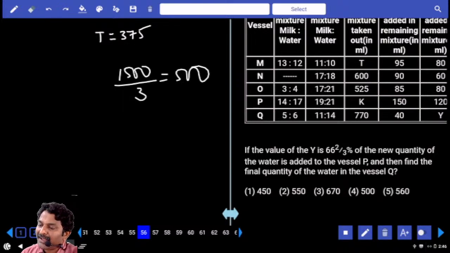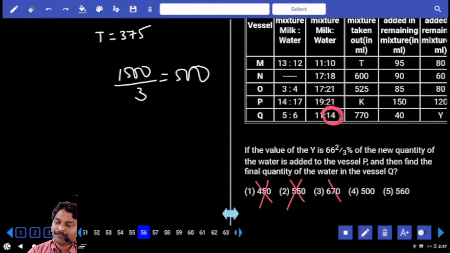If the value of Y is 66 2/3%, fractional form, 2/3 of new quantity of water added to the vessel P, find the final quantity of water in vessel Q. Vessel Q, final quantity of water, how many parts? Should be 14 multiple, so it has to be 7 multiple. Can it be first option? Second, third, fourth, fifth has to be your answer.